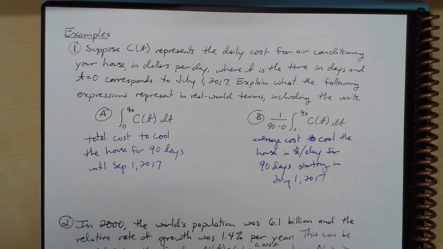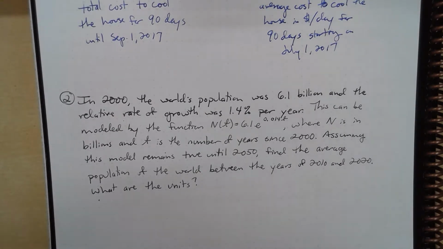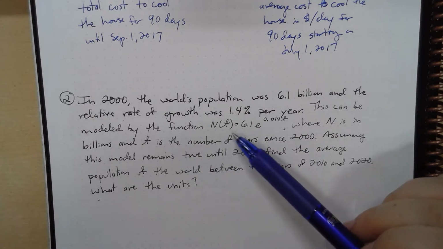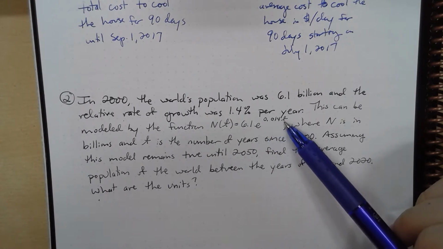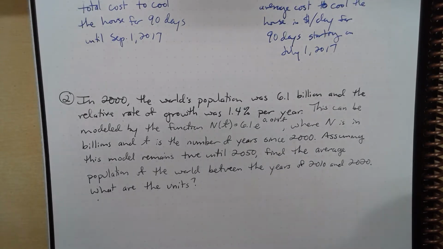So I think that'll give you a better idea of what really is going on here. Let's do one more final example with population. In 2000, the world's population was 6.1 billion, and the relative rate of growth was 1.4% per year. This can be modeled by the function N of t equals 6.1 e to the 0.014 t. This is a real exponential growth function, so very practical, where N is in billions and t is the number of years since 2000. Assuming this model remains true until 2050, find the average population of the world between the years of 2010 and 2020. What are the units?